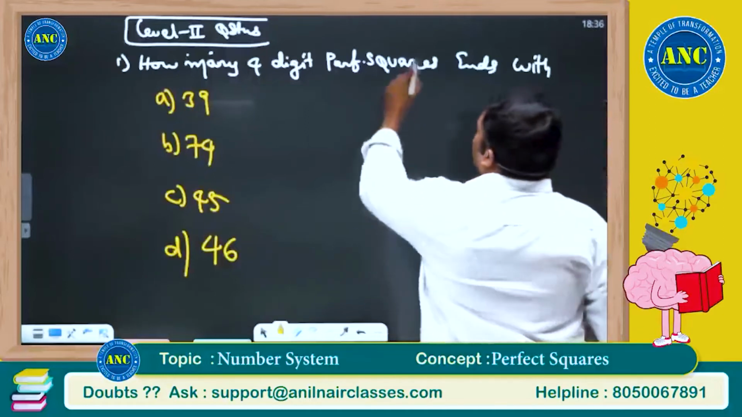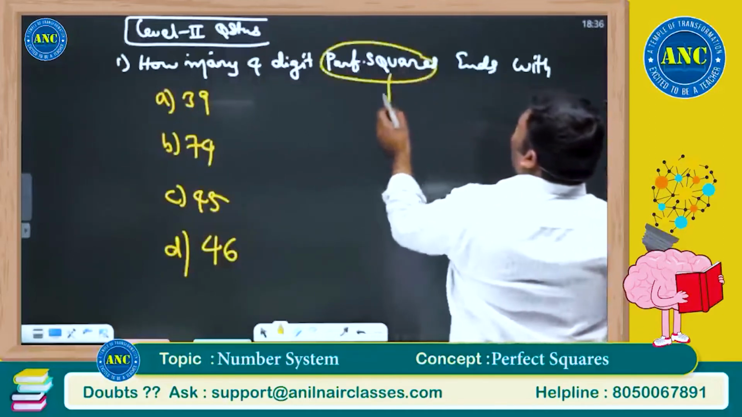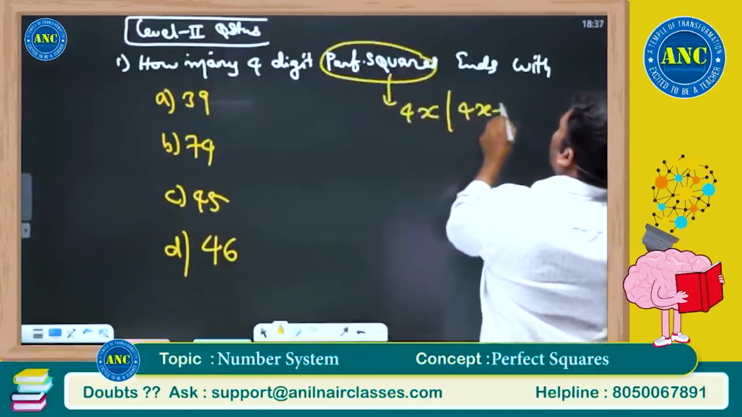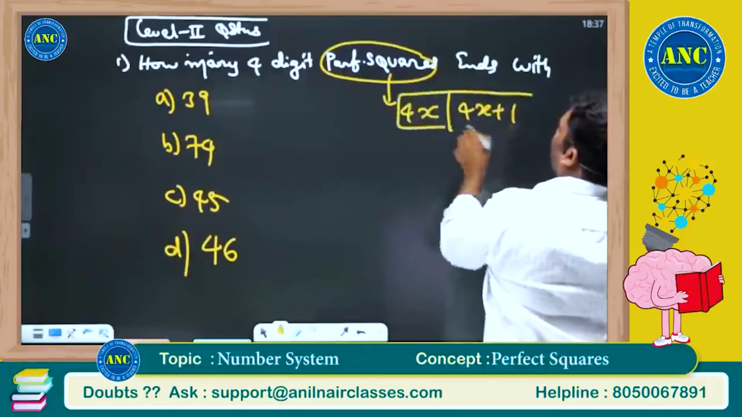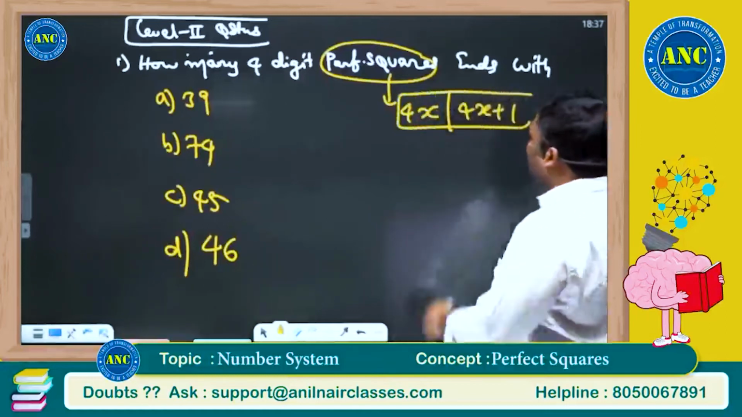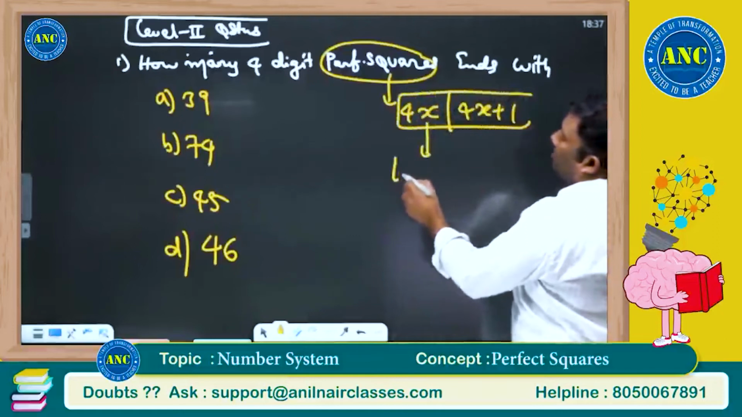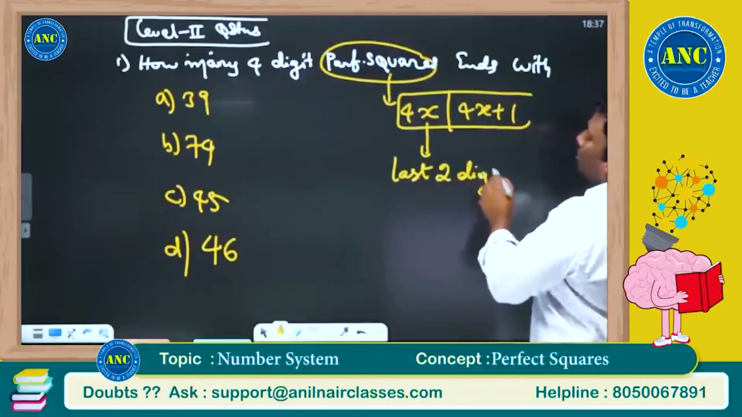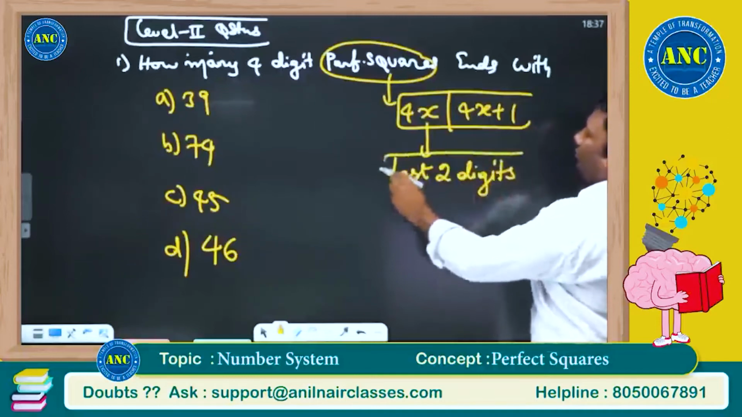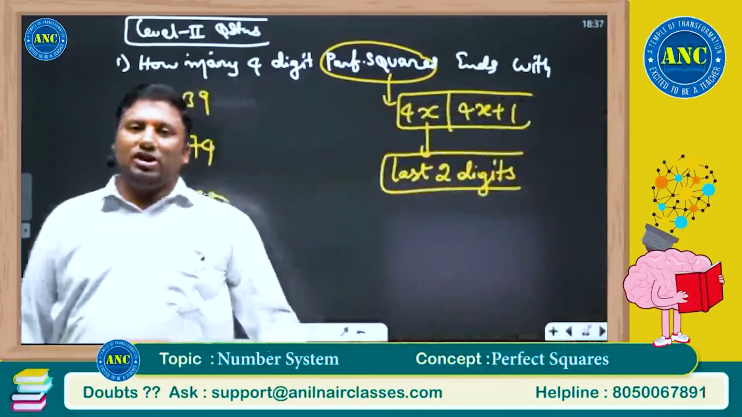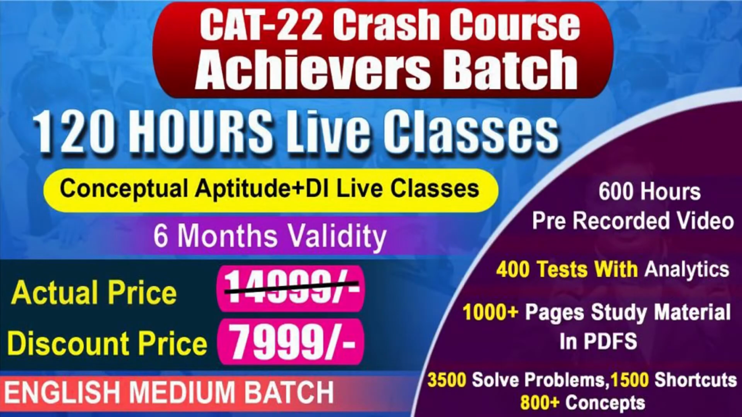What is that we discussed? It is a perfect square. What is the form of a perfect square? Either it is 4 into something or 4 into something plus 1. What is the divisibility rule of 4? The last 2 digits should be divisible by 4. I hope it is clear.